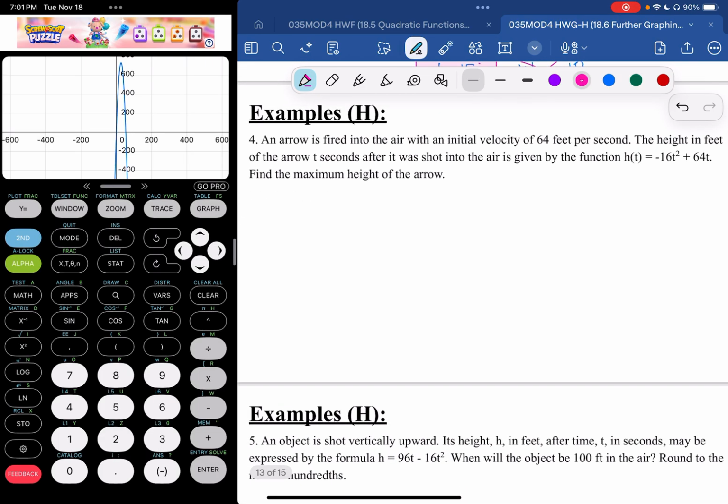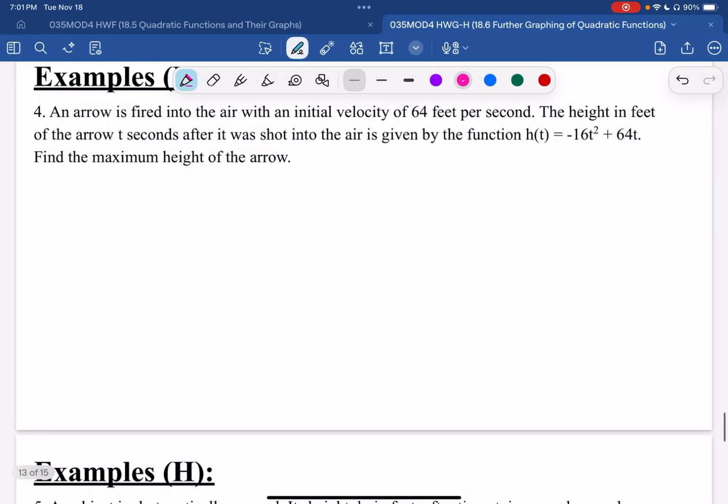An arrow is fired into the air with an initial velocity of 64 feet per second. The height in feet of the arrow, t seconds after it was shot into the air, is given by the function h of t equals -16t squared plus 64t. Find the maximum height of the arrow. So the height is what it's equal to. T is the seconds. So T is time.